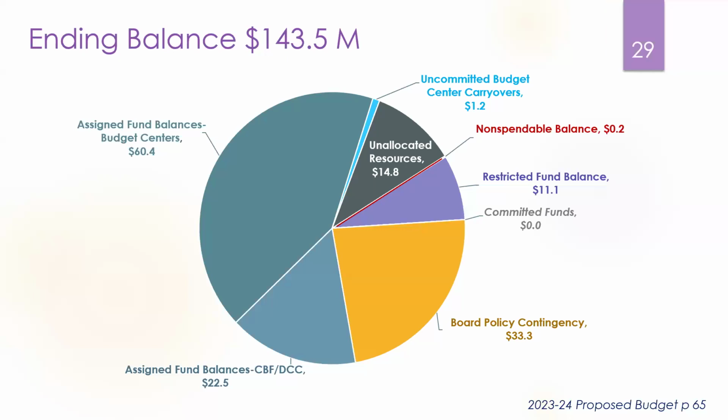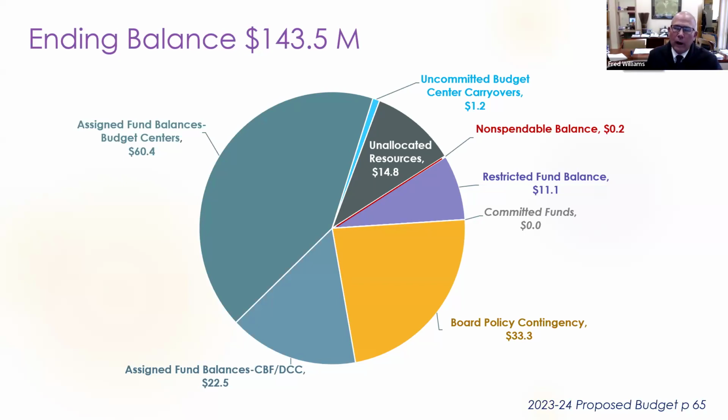So remember, this is June 30th of last year. I think you said 43%, but I think what you meant was 43 million. Is that correct? No, the 143.5. So there's two things that we really look at in ending balance.